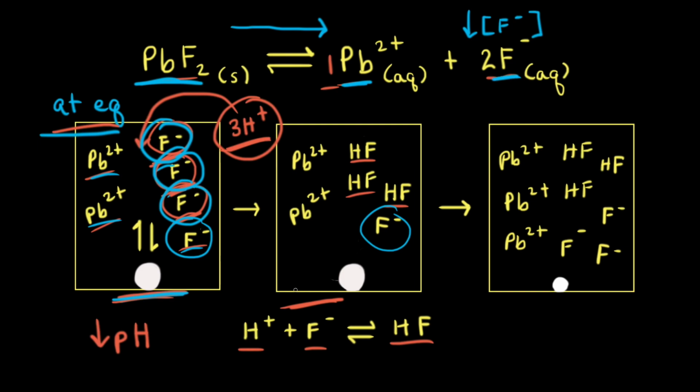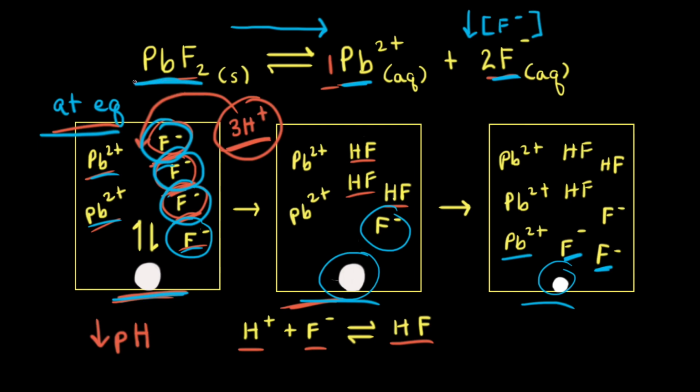We can see that comparing the second diagram to the third diagram. So the amount of solid has gotten smaller since some of that lead II fluoride dissolved, and we've increased the concentration of Pb2+ and F- in solution. The solid keeps dissolving and the concentration of ions keeps increasing in solution until the system reaches equilibrium.